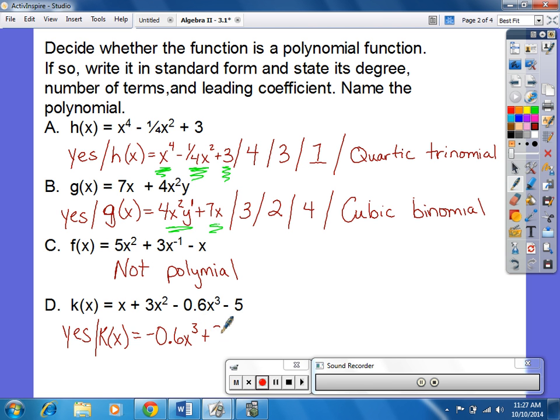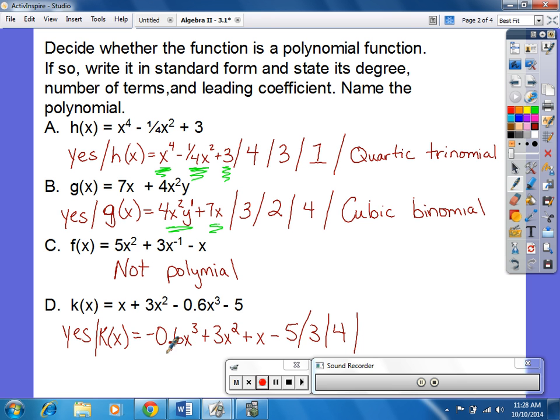My x squared term second. My x to the first term third. And my x to the 0 term last. What is the degree of this polynomial? My largest exponent is 3. How many terms does it have? It has 1, 2, 3, 4 terms.